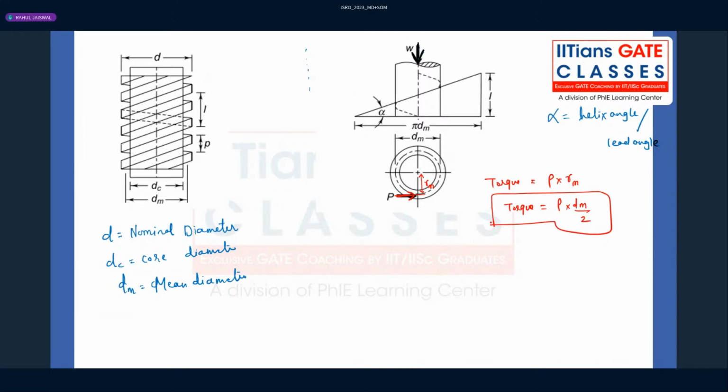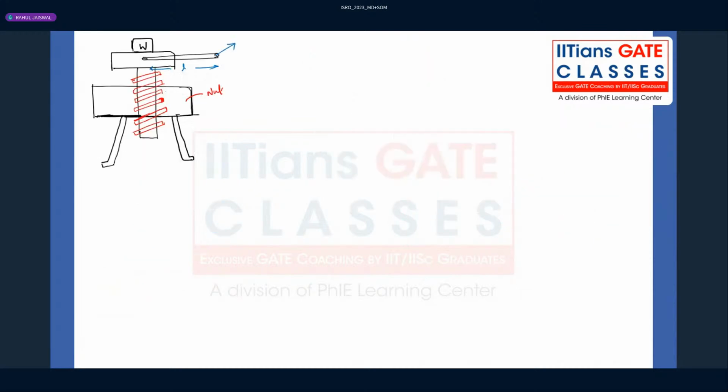Now the direction of P, again remember, P is an imaginary load in this case. We are totally focusing our attention on this particular segment, whatever segment you are observing with the red color. We are focusing our attention on this red segment.